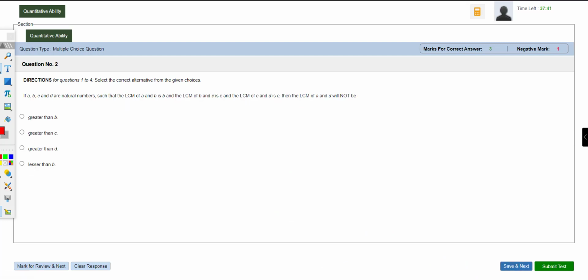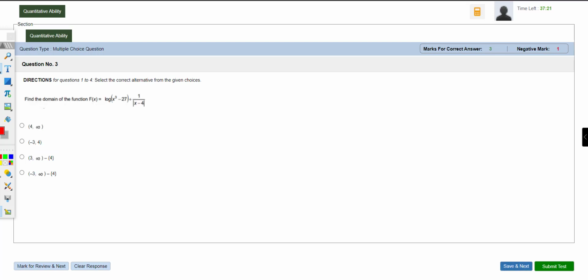After this let's have a look at the second question. If a, b, c, d are natural numbers such that the LCM of a and b is b, the LCM of b and c is c, the LCM of c and d is c, and the LCM of a and d will not be... We'll do it later on. This looks a bit tricky. Okay, we'll do it later on. Let's go to the next question.